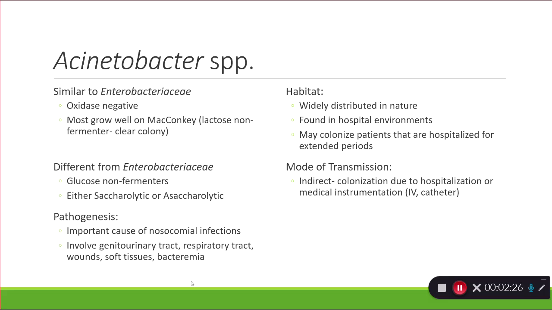They're a very important cause of nosocomial infections that you'd get in the hospital. And it can involve genitourinary tract infections, respiratory tract, wounds, soft tissues, and bacteremia. It's found widely distributed in nature. We find it in hospital environments, and they can colonize patients that are hospitalized for very long periods of time. The mode of transmission is indirect. It's usually from some type of IV or catheter.